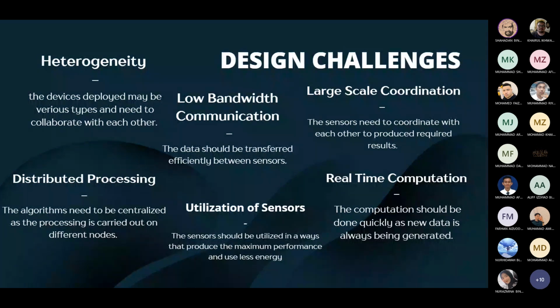For large scale coordination, the sensors need to coordinate with each other to produce required results. In distributed processing, the algorithm needs to be centralized as the processing is carried out on different nodes. For utilization of sensors, the sensors should be utilized in a way that can produce the maximum performance and use less energy. In real-time computations, the computation should be done quickly as new data is always being generated.